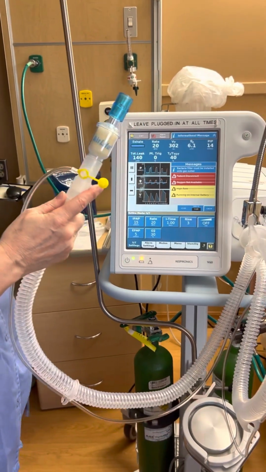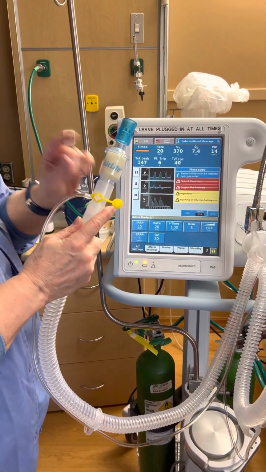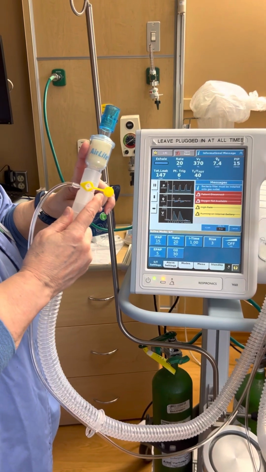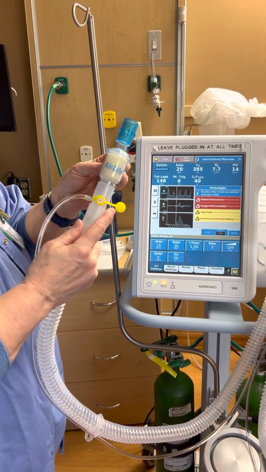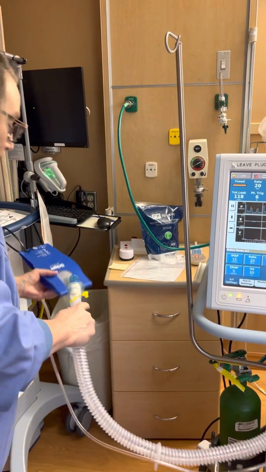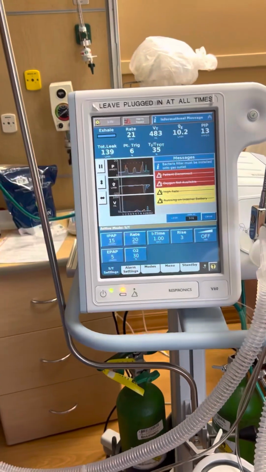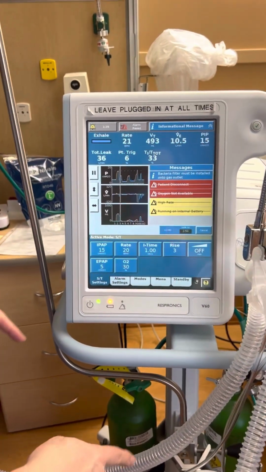The other thing is your HME. This is your humidifier. This is the only humidifier on this right now. This needs to be changed daily, okay? Or if it looks like it's got a lot of moisture in it, so that you guys can decide if you want to do that night shift, day shift, and just make sure it gets done.